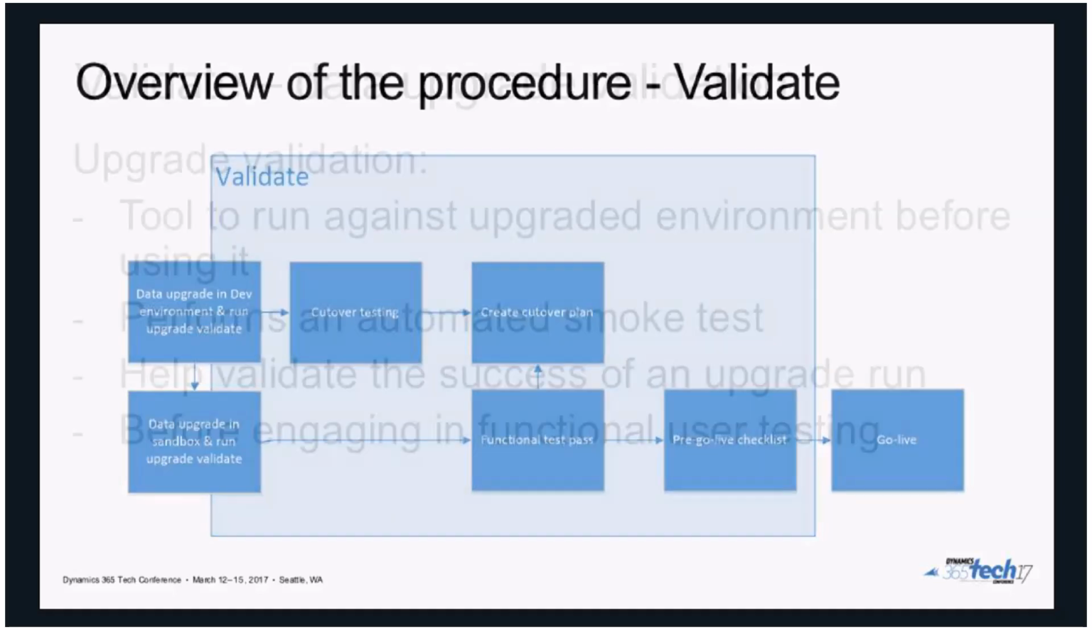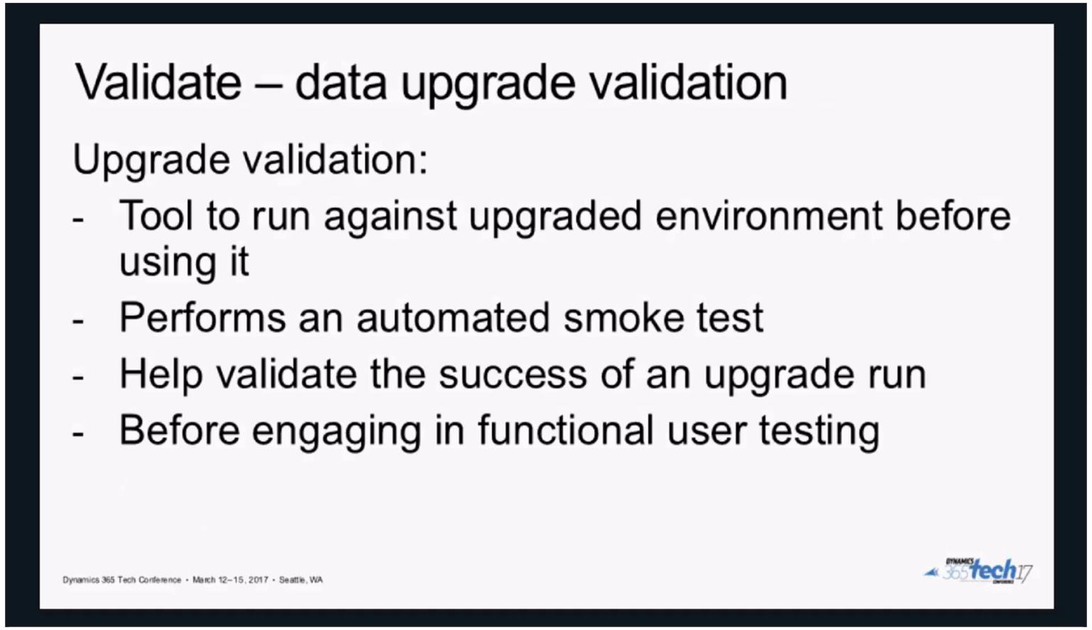So as part of your cutover testing and your validation, we have a tool to run against the upgraded environment before you use it. It performs some of the smoke testing and helps validate a successful upgrade run. Obviously, just running this tool is not enough to confirm that your data upgrade was successful. You do need to engage your functional users for end-to-end full regression testing of your new system. But at least this tool guides you through the validation tasks and performs some of the upgrade validation before you engage your functional user testing.